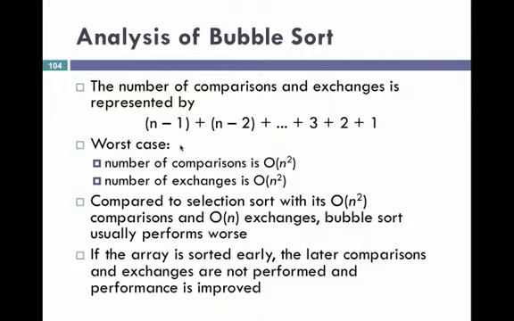Now in analysis of this sort, the number of comparisons and exchanges is represented by this series. We start with n-1 comparisons, then n-2, and so forth, until the last pass where we just make 1. So the worst case performance is that the number of comparisons is order n squared, and the number of exchanges is order n squared. Compared to selection sort, which had order n squared comparisons and order n exchanges, bubble sort usually performs worse. If the array is sorted early, the later comparisons and exchanges are not performed and performance is improved.